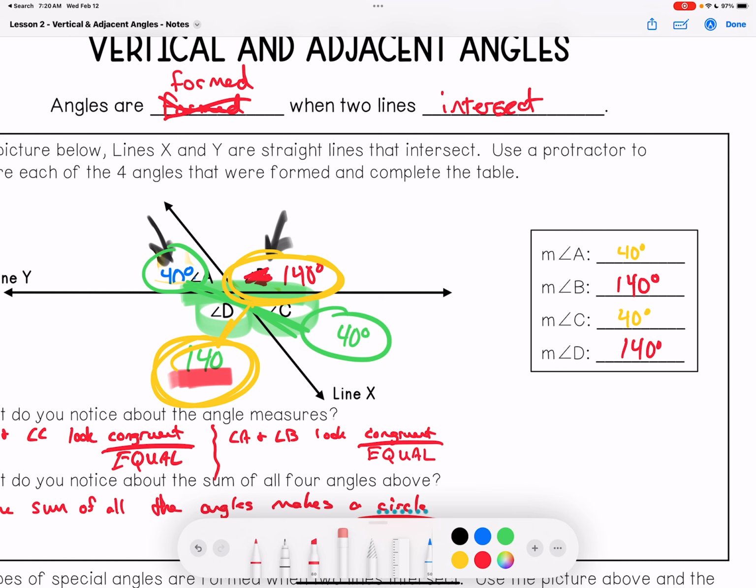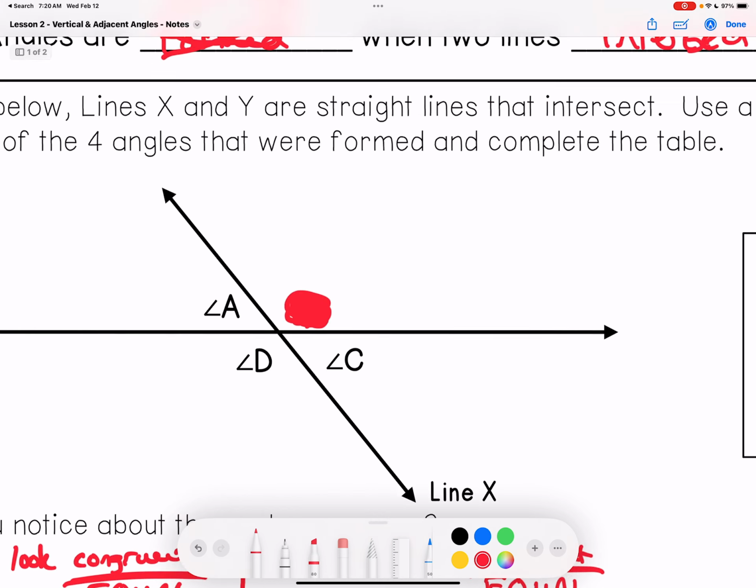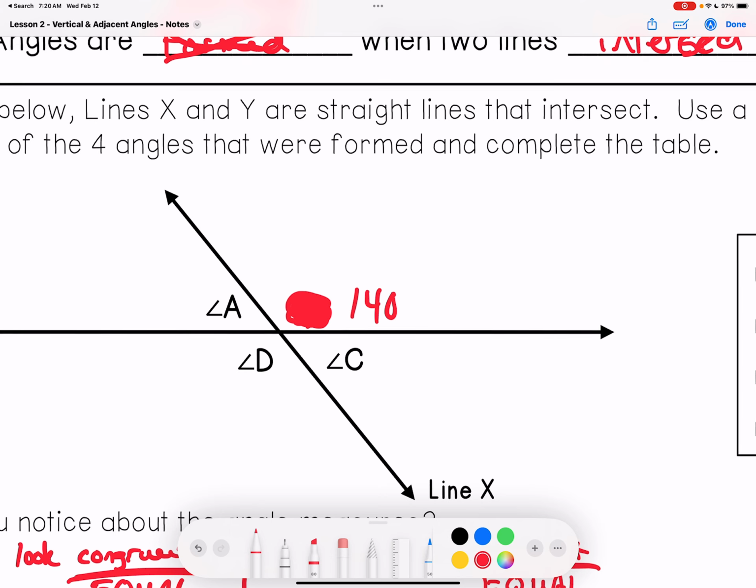Now, you don't have to do all that anymore. Once they give you one of these, okay? They're not going to make you use a protractor. So they'll give you this one as 40, and you have to find them all. And you can know that this one is the same because it's vertical. So you can know it's 140 also. And then you can do the top or the bottom. You can do A and B or D and C. I'm going to do A and B.